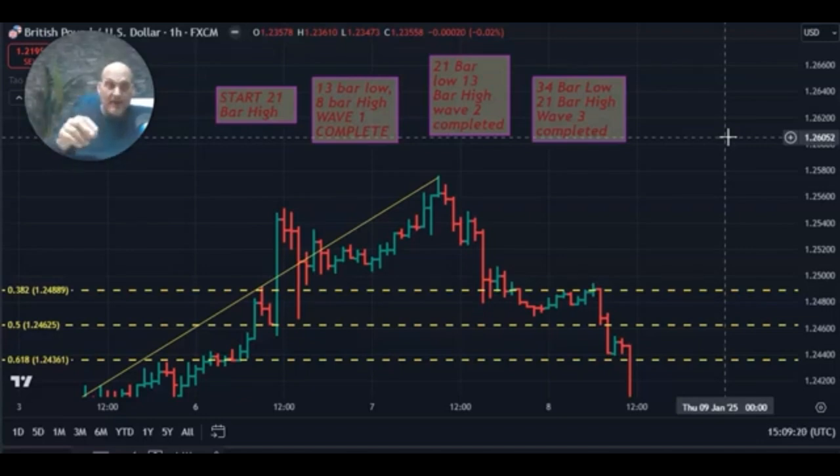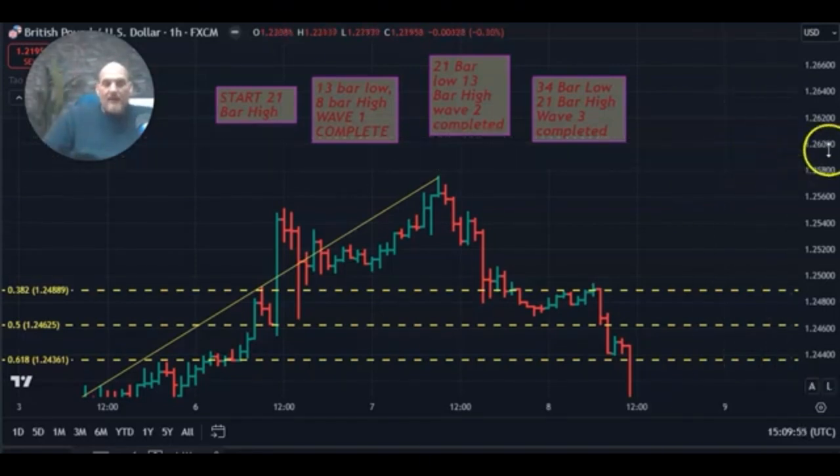So we start with a 21 bar high, 13 bar low, 8 bar high, completes wave 1. Then we're looking for a 21 bar low, 13 bar high would complete wave 2. 34 bar low, 21 bar high would complete wave 3. So the 3 waves would be completed. Now the marketplace could continue and extend to a 55 bar low. Then it would need a 34 bar high. But let's just stick with this, okay? And let's not try to get too confusing.